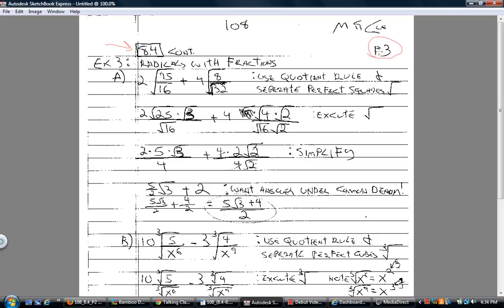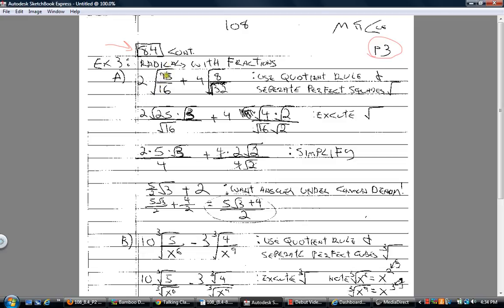Going to wrap this section up with combining like radicals basically, and this section here, example 3, we're dealing with taking square roots or cube roots of radicals with fractions in them, and we're allowed to go ahead and separate the numerator and denominator. We did that a couple sections ago, so I just recommend that you take your time, look at the square root of 75 divided by 16, break it down.